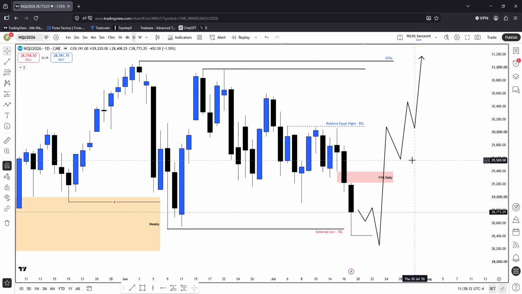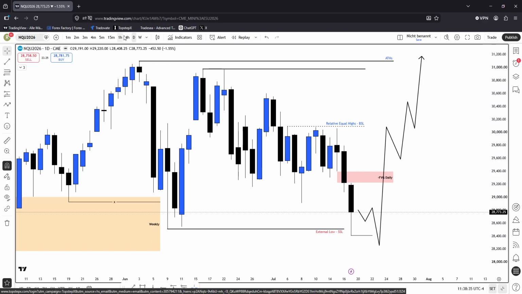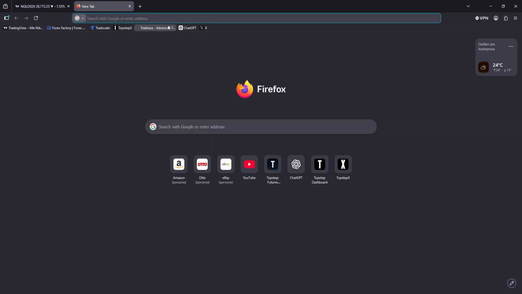I don't want to promise too much, as I said, but if that plays out, we can expect really clean PA coming in the coming time. And not this choppy bullshit here, which we have faced inside this range. That's it, guys. Let's take a look at the economic calendar here.